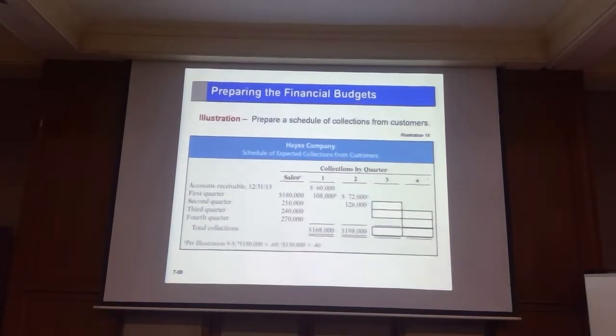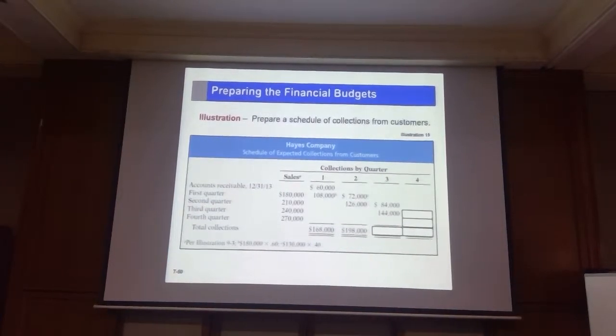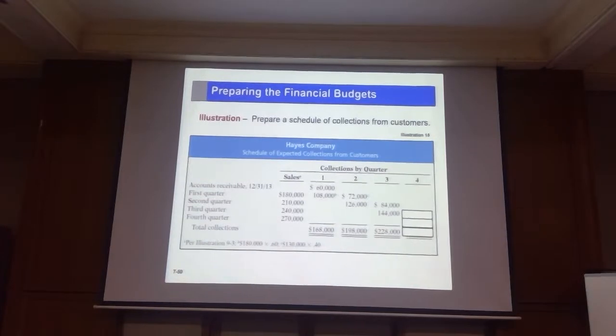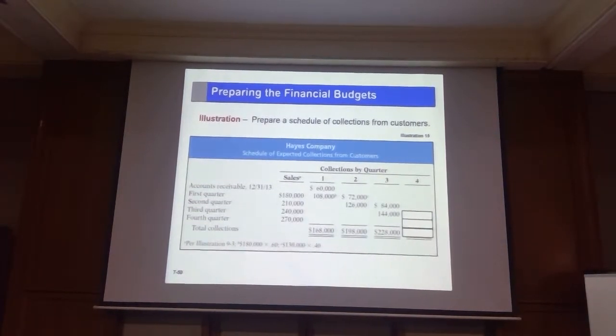How about the third quarter? For the third quarter, you will receive 40% of second quarter sales, right? So it's going to be 84. And also, you will receive 60% of the third quarter sales as well, right? So in total, 228,000 for the third quarter.